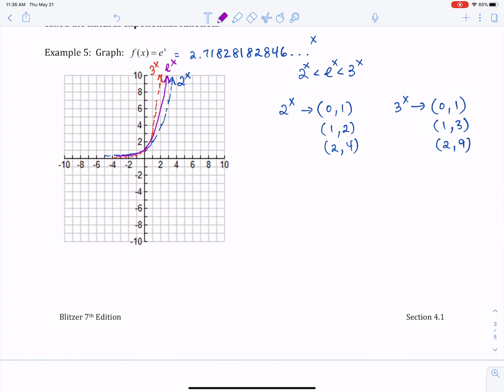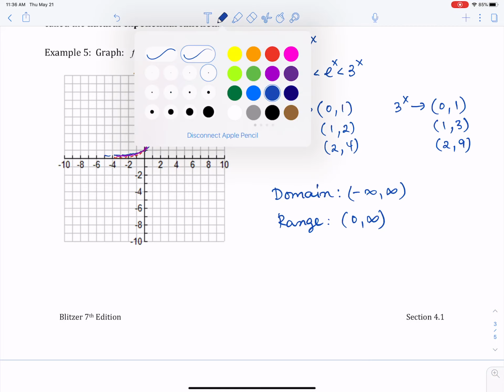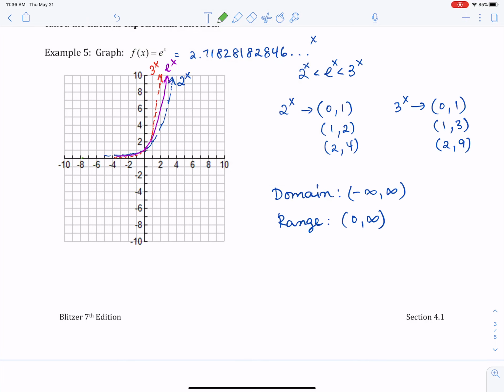What is the domain of this function? Again, the domain would be between negative infinity and infinity, and the range is going to be all positive numbers. And of course, there is a horizontal asymptote at the x-axis, which is y equal to 0.